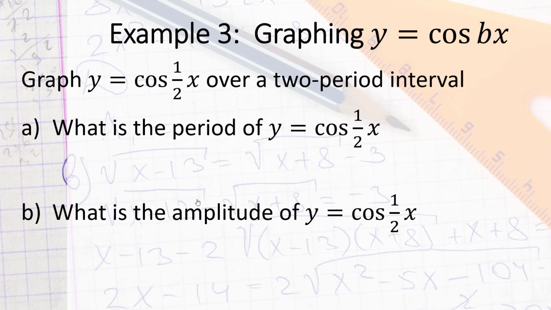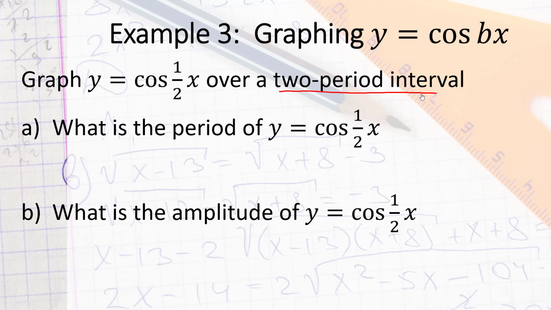Okay, so this brings us to example 3. In this particular course, you will not be doing much plotting, but you will need to recognize plots, or recognize the appropriate graph. That's what we're going to be focusing on when we do these examples, because that's what you're going to have to do in your homework. So here, you're going to be asked to graph cosine of 1/2 x over a 2-period interval.